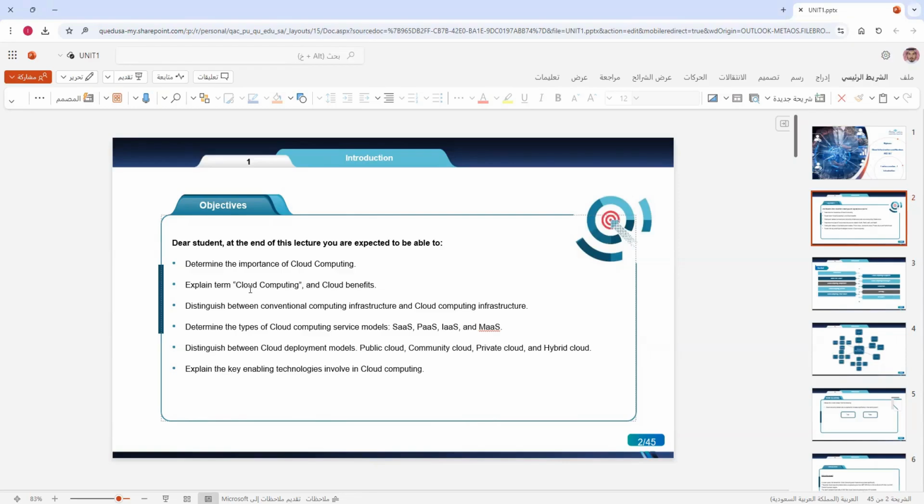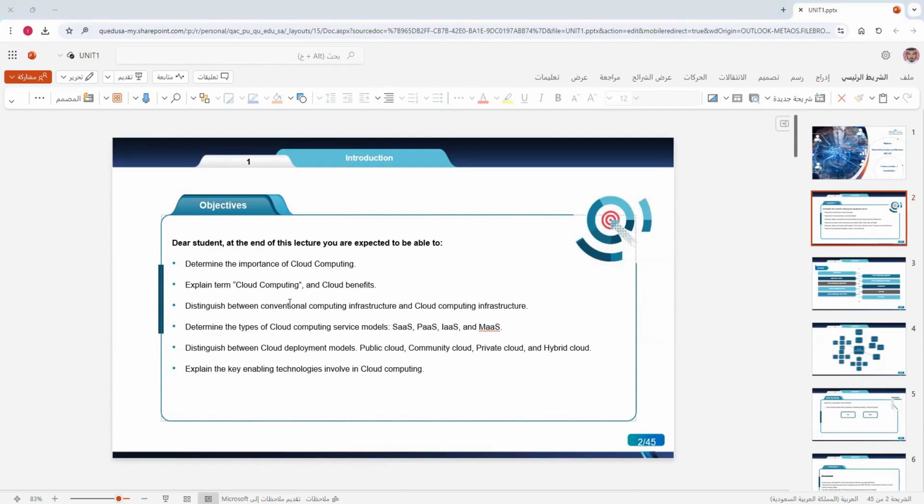This includes distinguishing between traditional and cloud computing infrastructure. It will cover the types of service delivery models for cloud computing, which includes 4 types. This involves identifying the difference between traditional computing infrastructure and cloud computing infrastructure, and understanding the types of service delivery models, which, as we mentioned, are 4 types: public, community, private, hybrid.